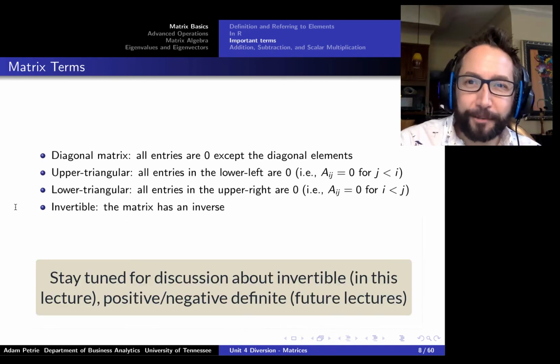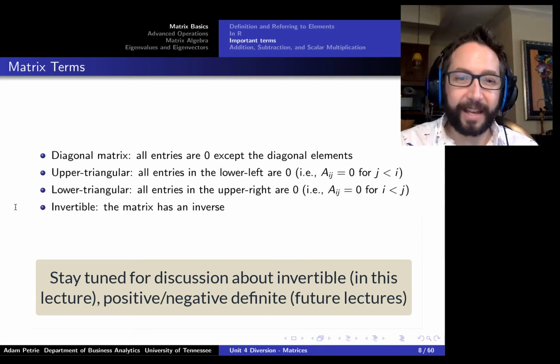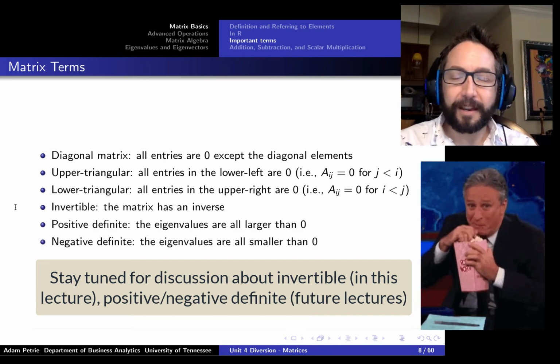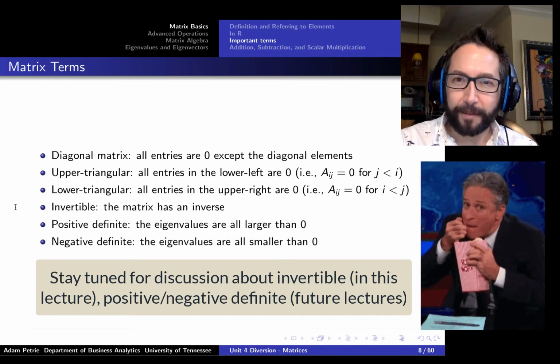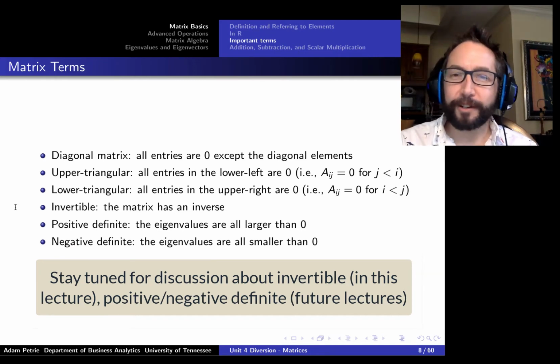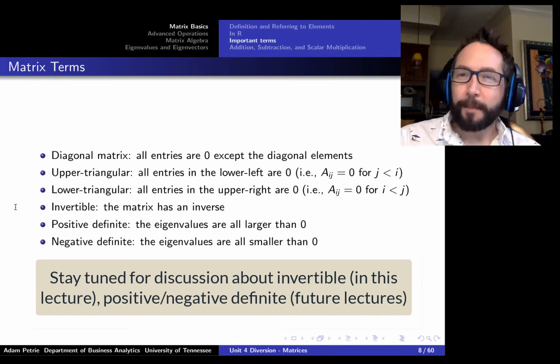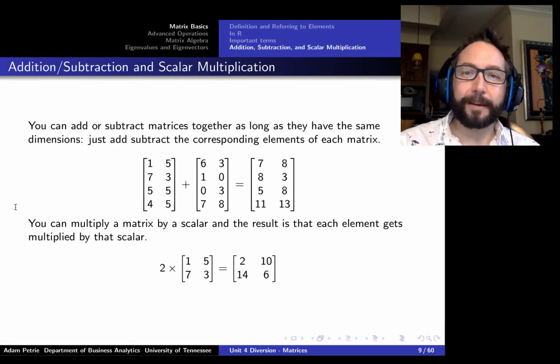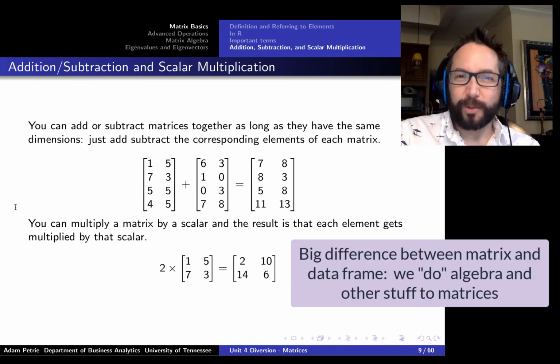An invertible matrix is one that has an inverse, more on that later. Positive definite, negative definite refer to the eigenvalues of the matrix, bigger than 0, smaller than 0, etc. More on that later as well. But those are some of the key terms, a nice useful slide to reference back if you need to review what those terms mean.